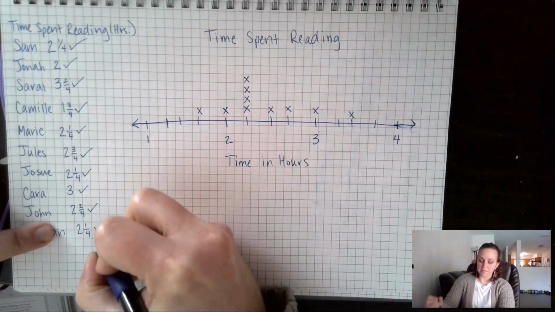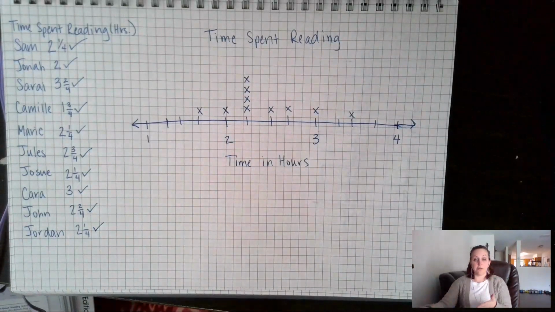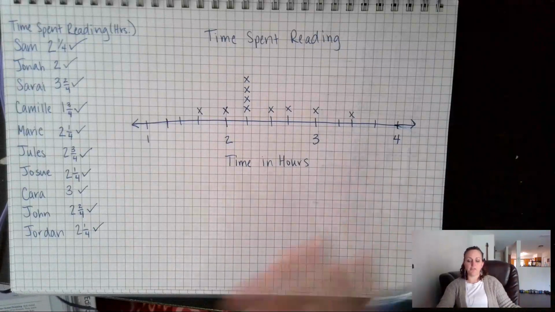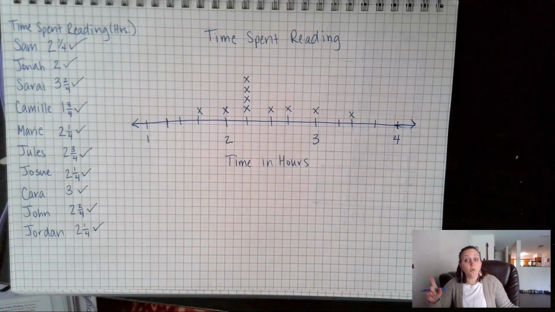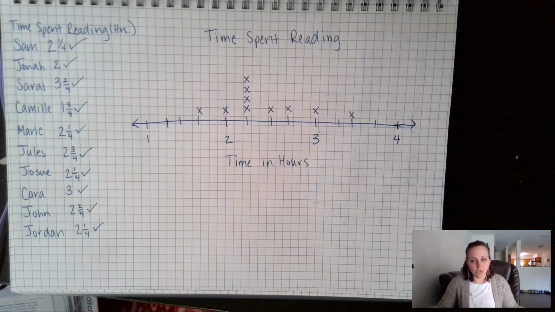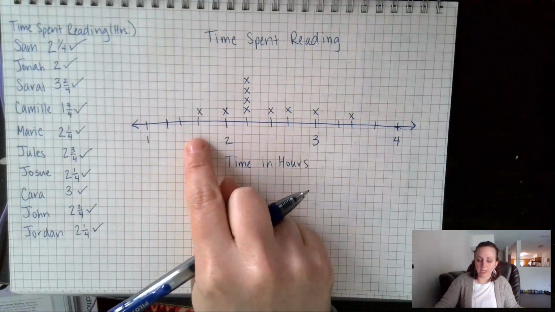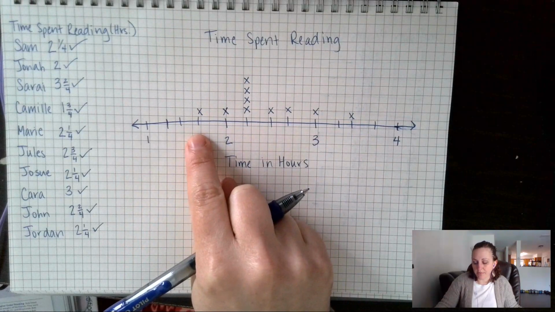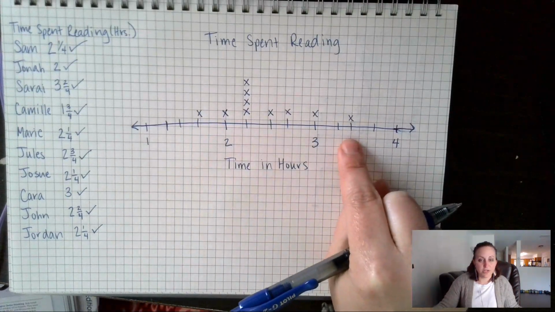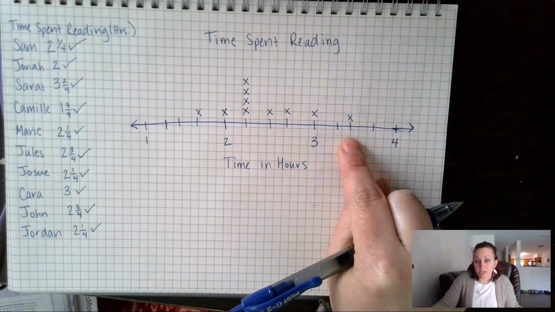All right. So now I have all of my data on my line plot. I've created a line plot from this data. Now I want to look at this and see what I can learn. Okay, we've already said the shortest amount of time spent reading, that's the smallest number, was 1 3/4. The longest amount of time spent reading is 3 2/4.